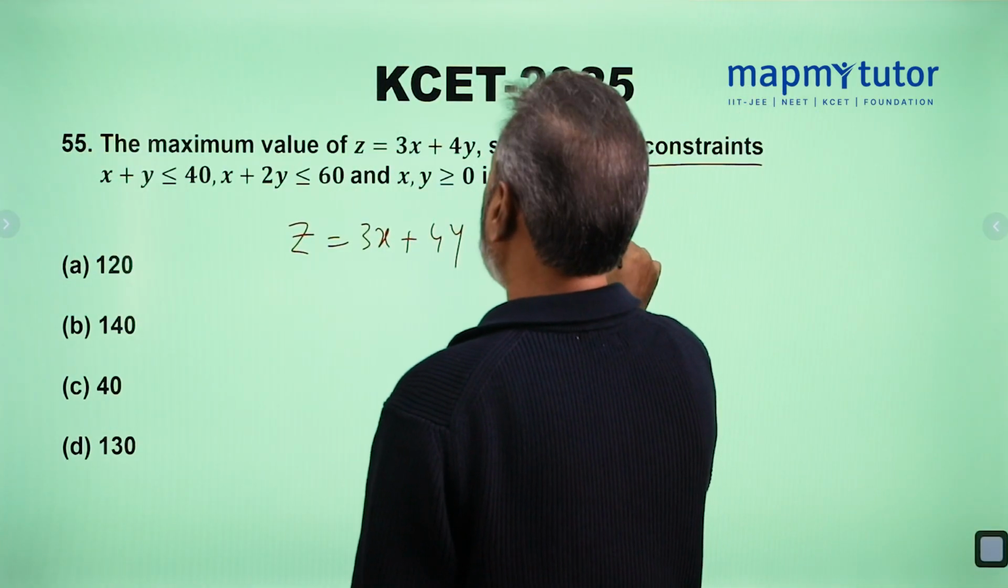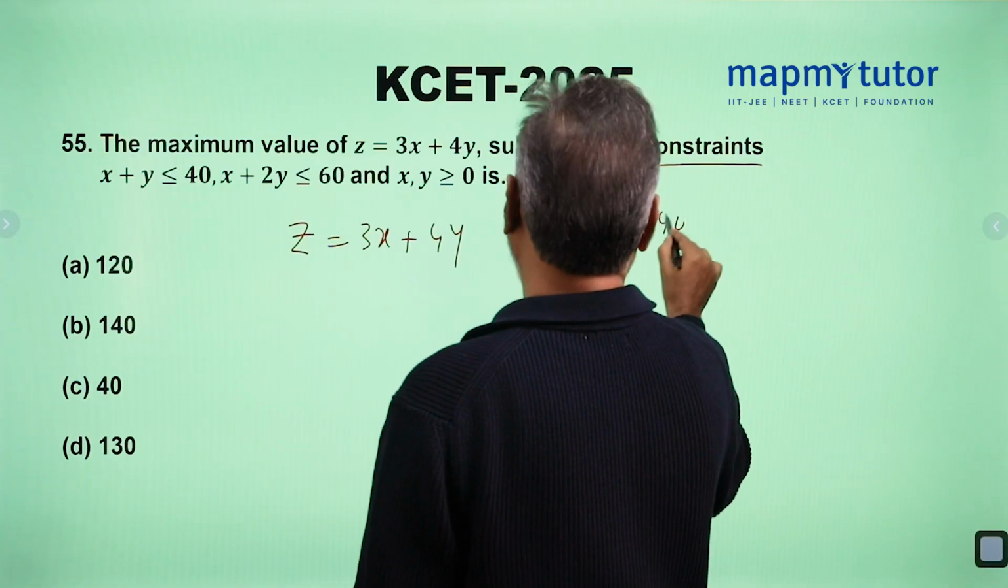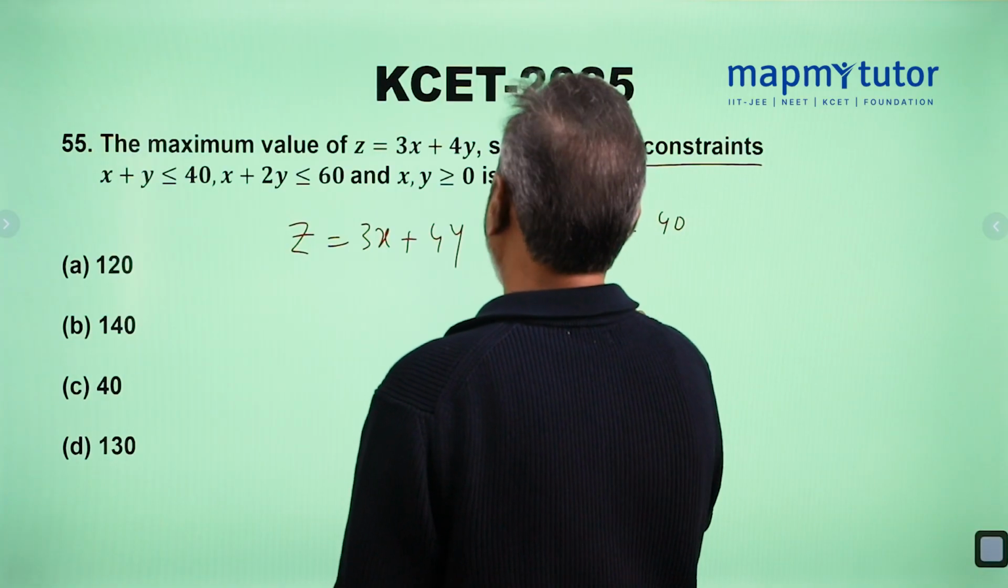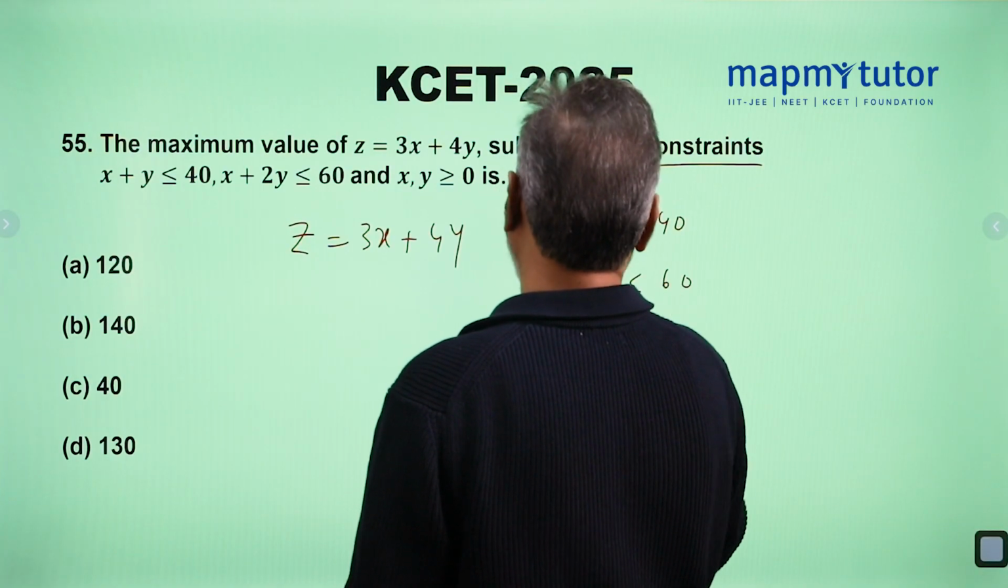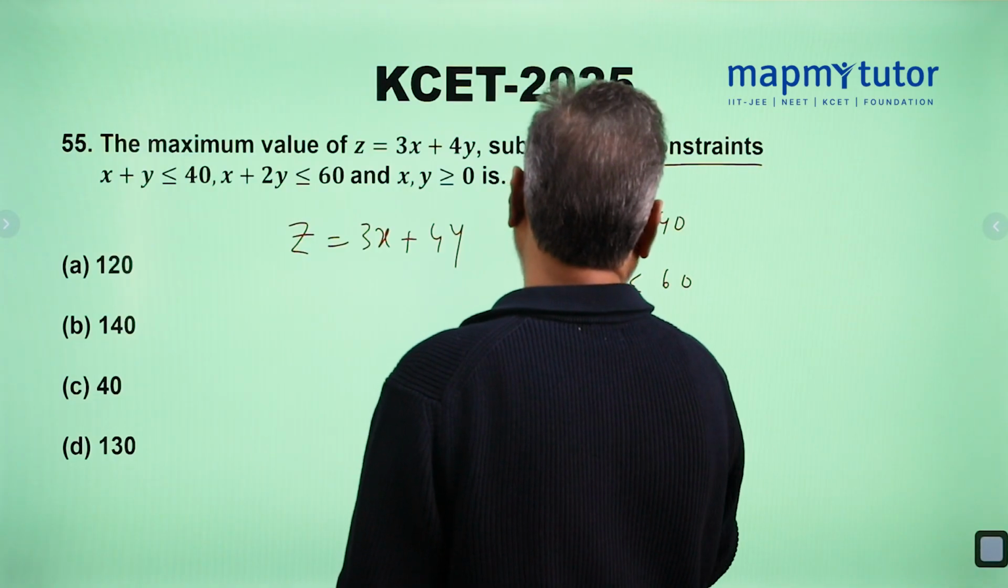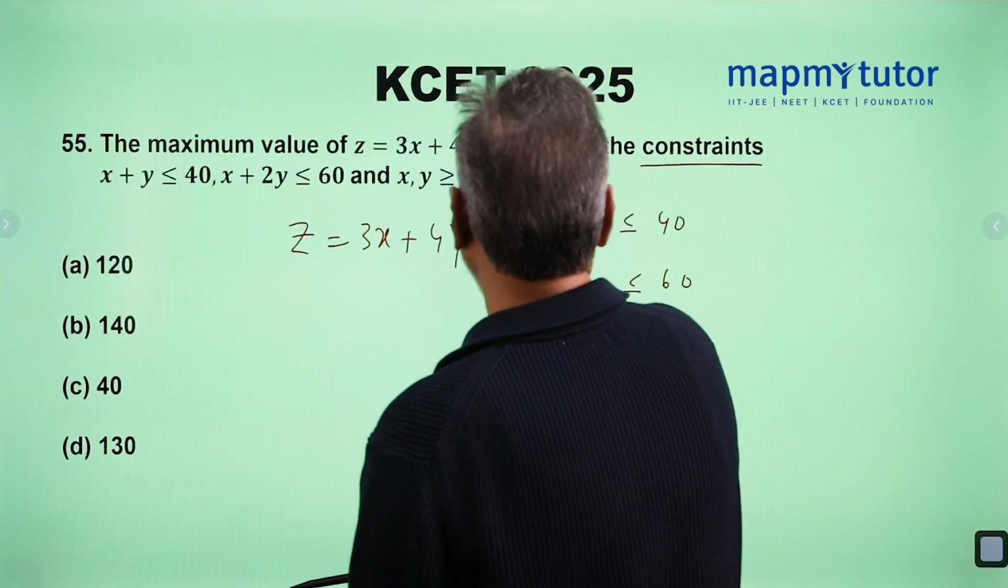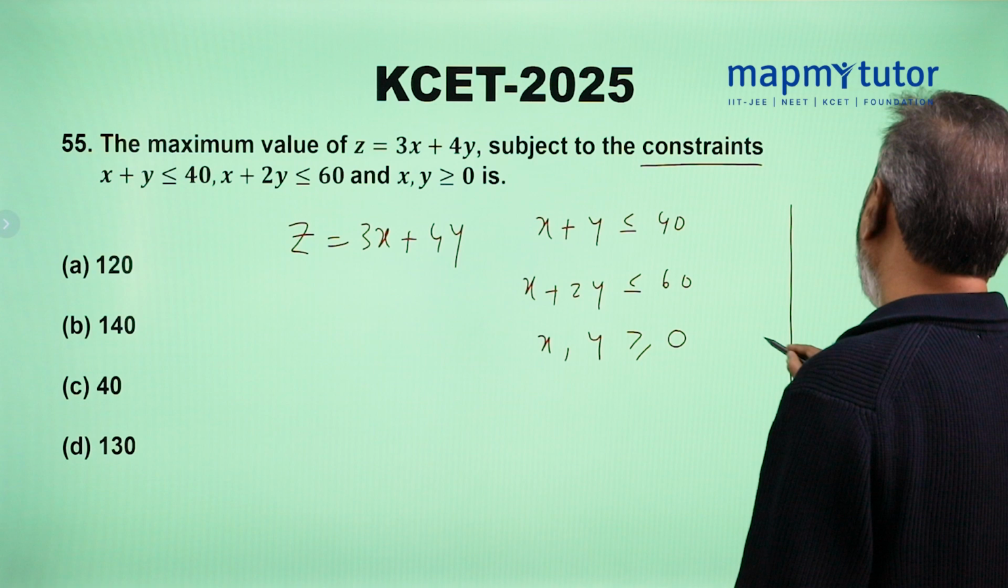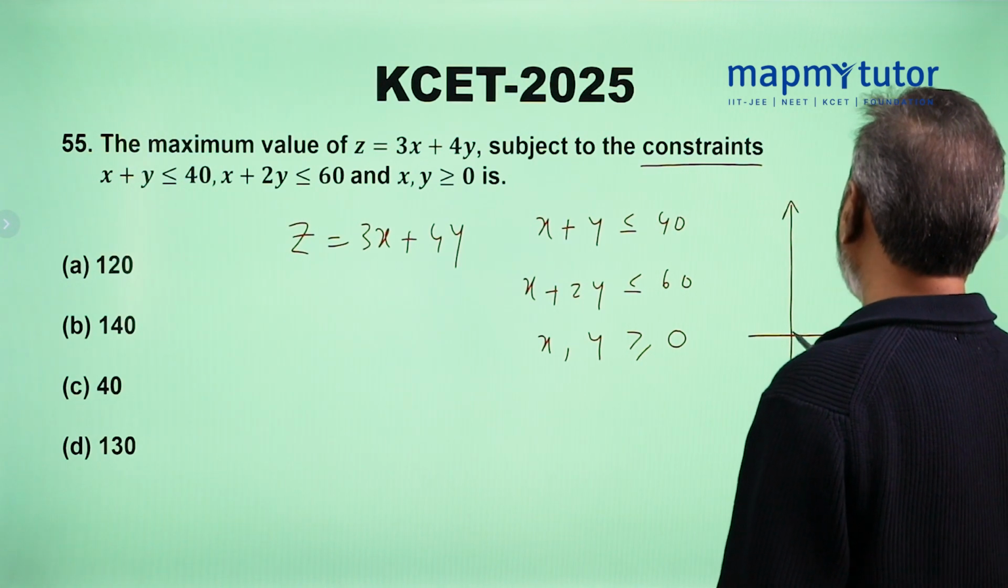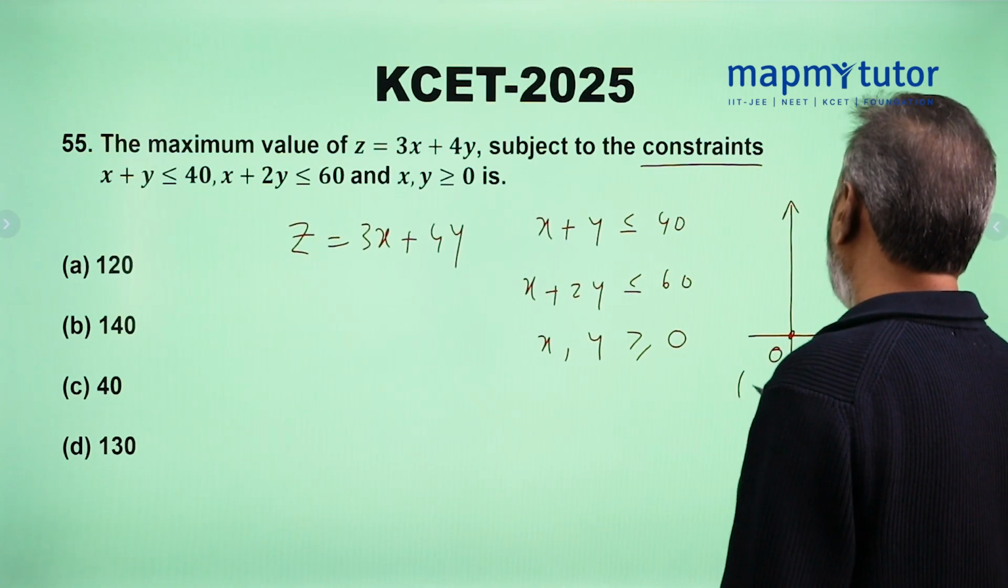One by one. x plus y less than or equal to 40. x plus 2y less than or equal to 60. And x and y both are greater than or equal to 0. That means only positive side. Easy. Just draw the diagram. Only positive side.